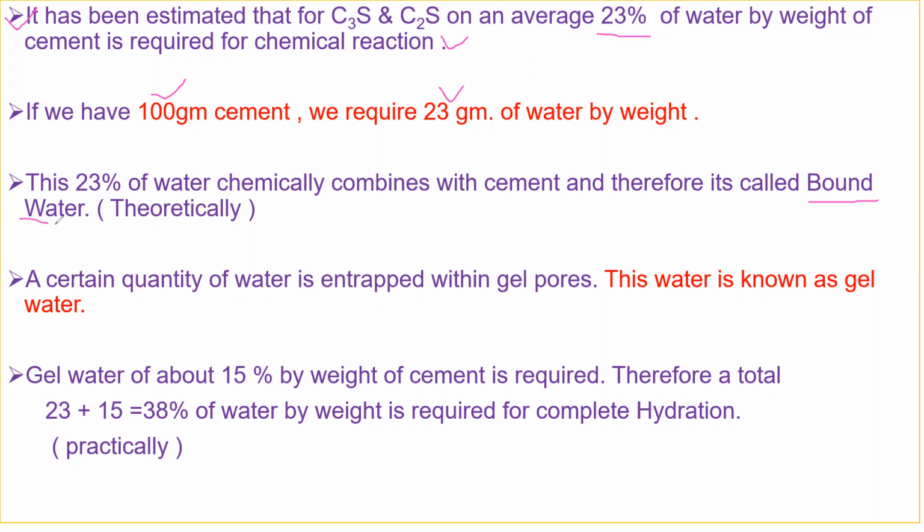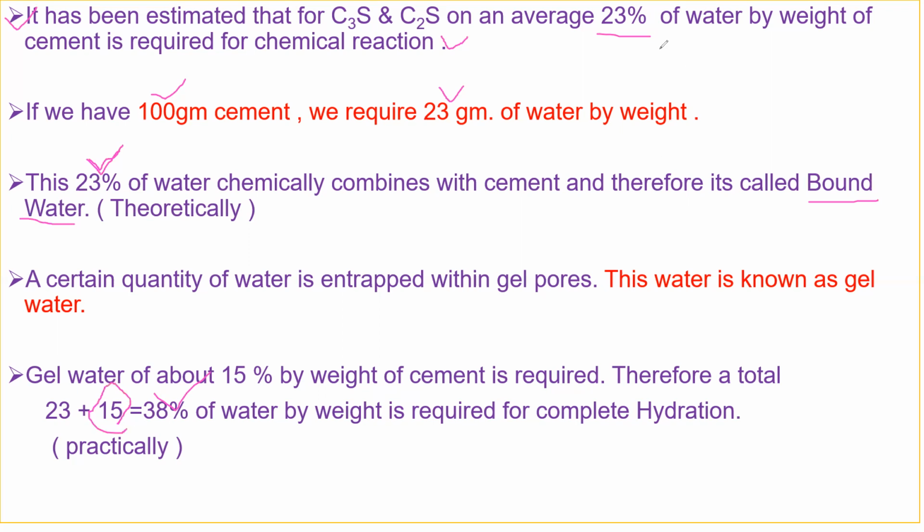But whatever I'm telling is 23%, this is theoretical, but practically it may be something different. We need to understand this, it is very important. A certain quantity of water is entrapped within the gel pores. This water is known as gel water, right? So this 23% is theoretically required, but gel water of about 15% by weight of cement is also required. Therefore a total of 23 plus 15, that comes out to be 38% of water by weight is required for the complete hydration. So why are we adding this 15% extra?